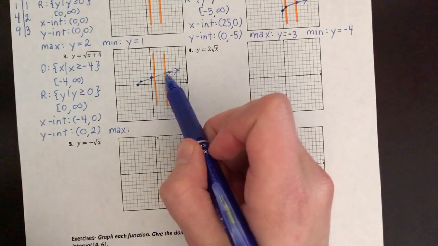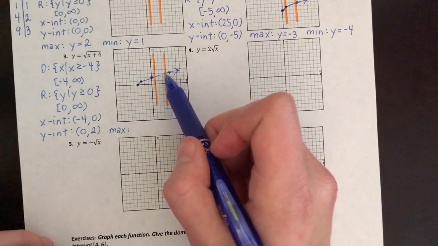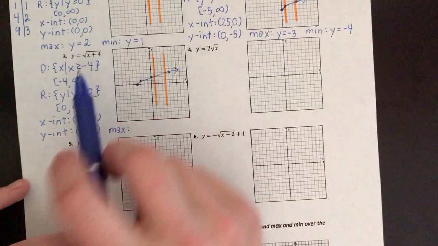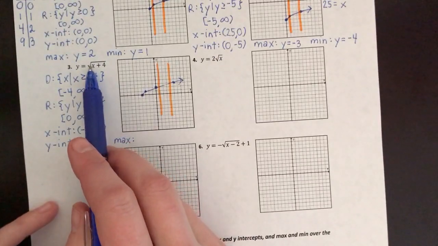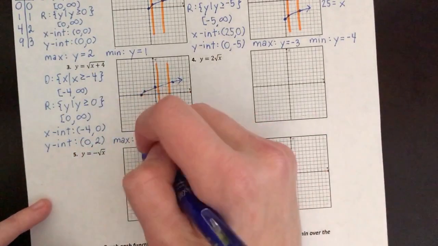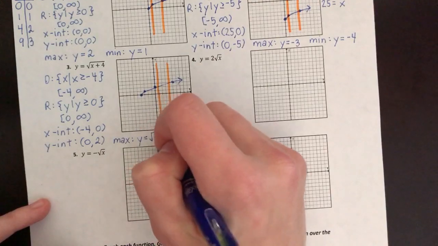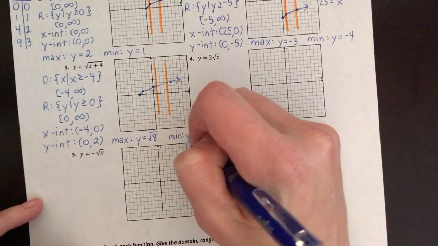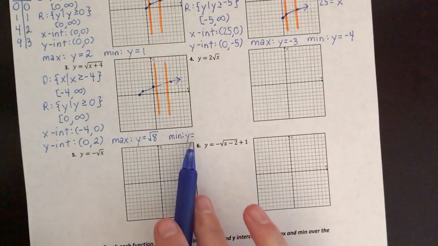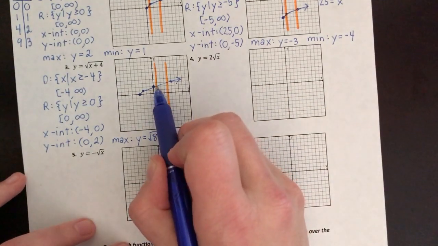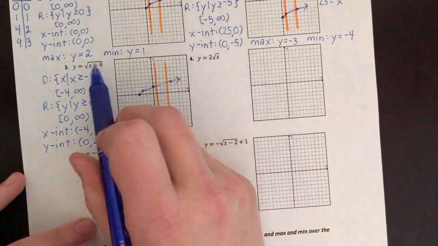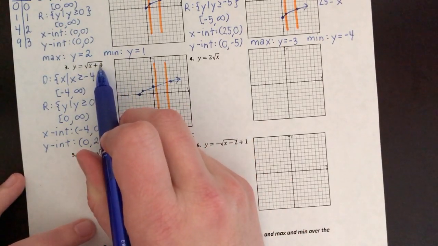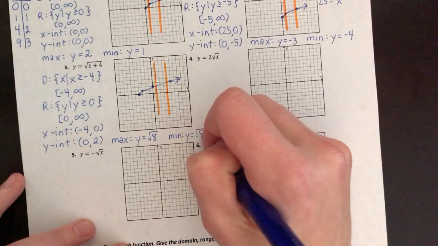So to get the max, the x value here is 4. So if you plug in 4 for x, you would get 4 plus 4, which is 8. So it's going to be y equals square root of 8. That's our max. Our min for this graph is going to be y equals, plug in the x value of 1. So that'd be 1 plus 4, which is 5. So it'd be y equals square root of 5.